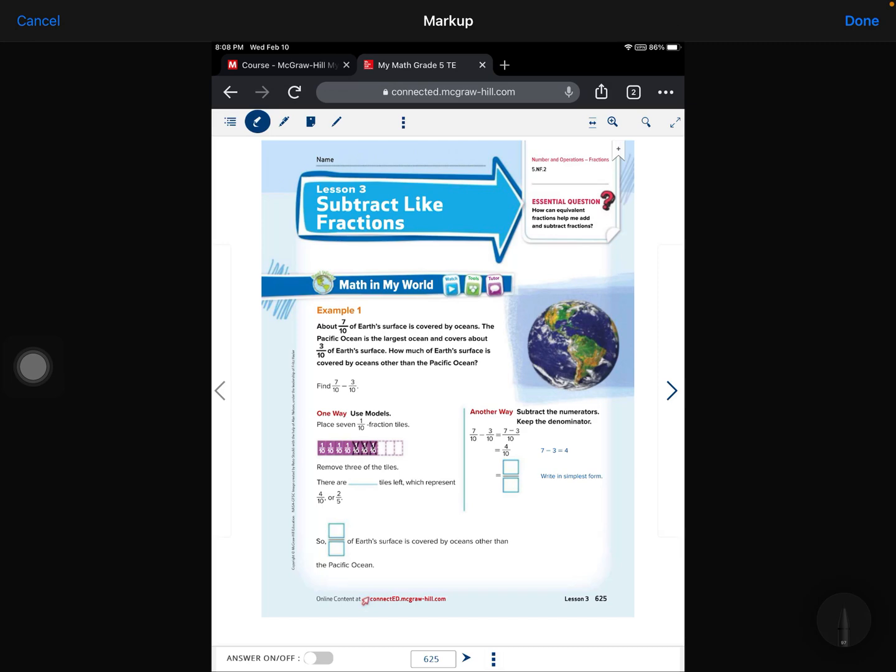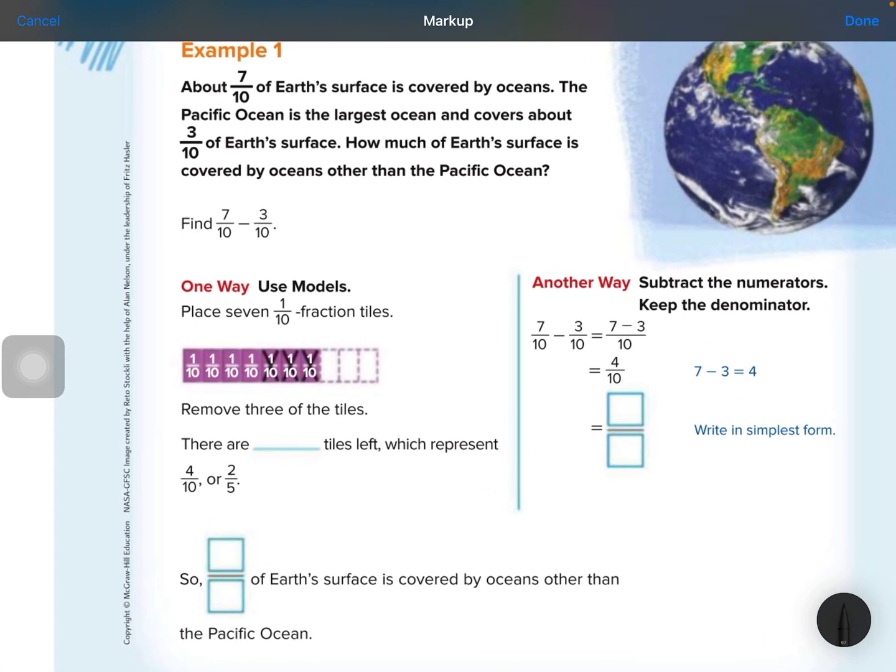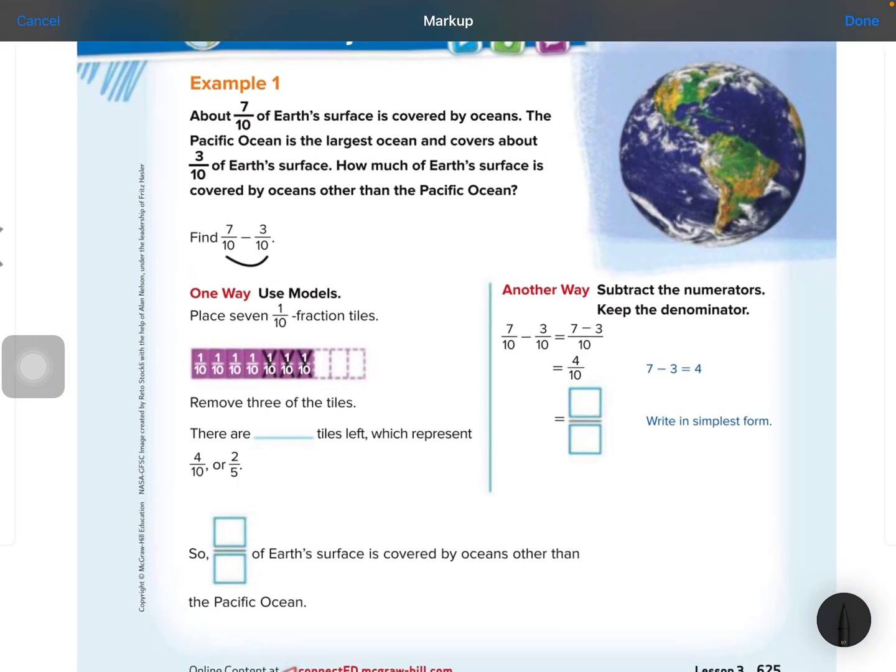Cox. We're on Chapter 9, Lesson 3, page 625 in your math book. And now we're going to subtract like fractions. This is going to be a great chapter. You're going to love it. So again, we have our like fractions, which means the denominator is the same or they are alike. So then we just subtract straight across.